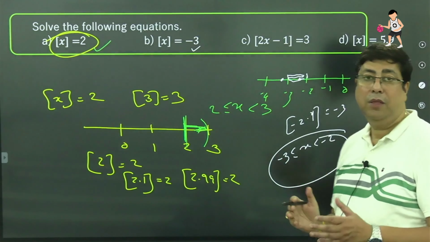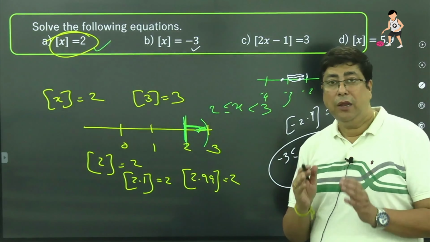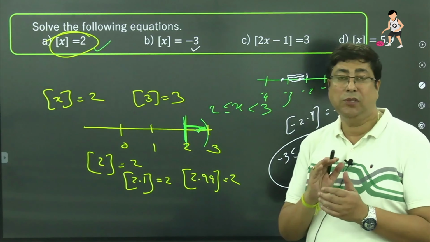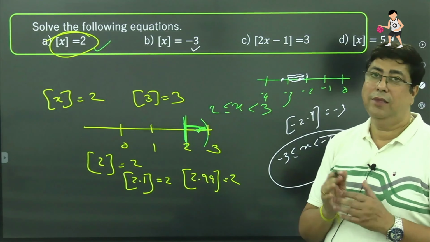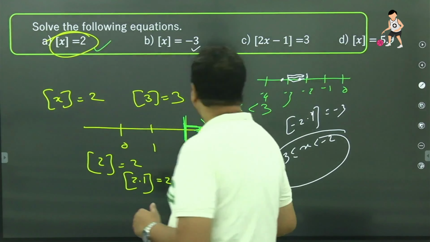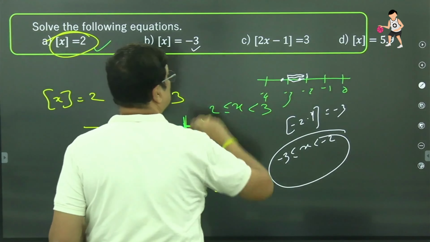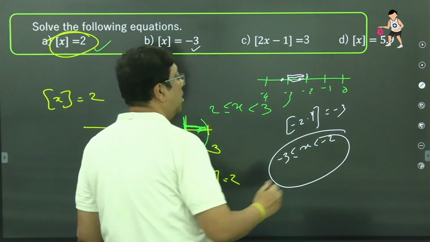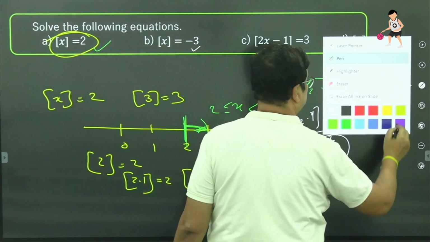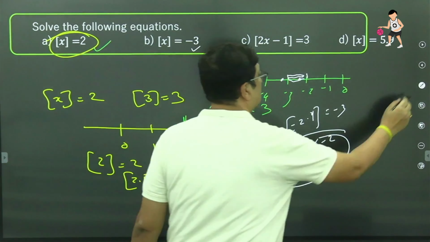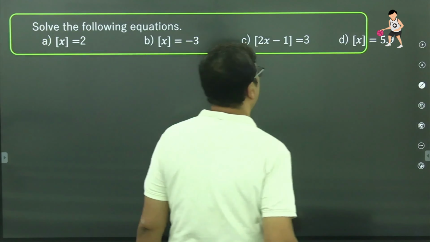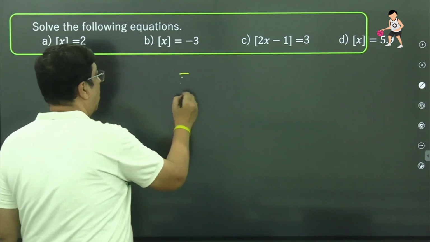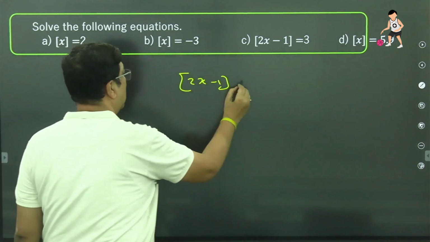So everybody, it is a matter of practice. You have to practice, you have to understand this. It has formulas. At the end I will give the formula, but first of all you have to realize exactly what is going on. Okay, so we are going to this portion, that is box of 2x minus 1 equal to 3. What to do here? Box of 2x minus 1 equal to 3.